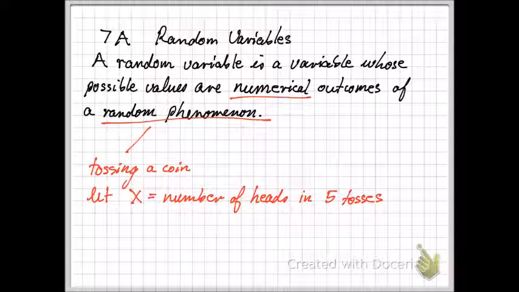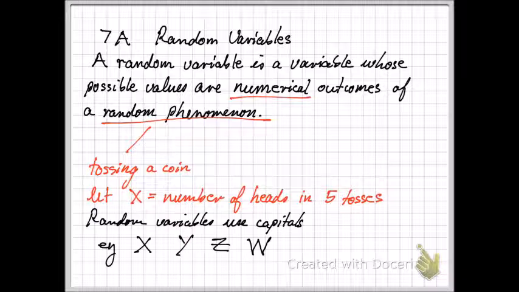So an example, tossing a coin 5 times, and you count the number of times you get a head. So we could let X be the random variable where X is the number of heads in 5 tosses. In random variables we use capitals like capital X, capital Y, etc. And any particular value we use small ones.